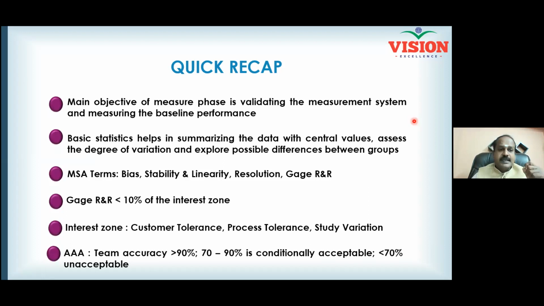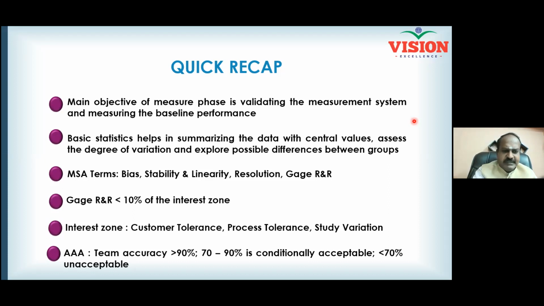If your data is attribute data, then you must conduct a study called attribute agreement analysis. One is gauge R&R, which is for continuous data. For discrete or attribute data, your study must be attribute agreement analysis. In attribute agreement analysis, we calculate team accuracy. All of us have to make the same conclusion, the correct same conclusion, as a team. That is called team accuracy. If the team accuracy is more than 90%, your measurement system is sound. 70 to 90%, conditionally okay. But less than 70%, the team has to be trained on how to measure.